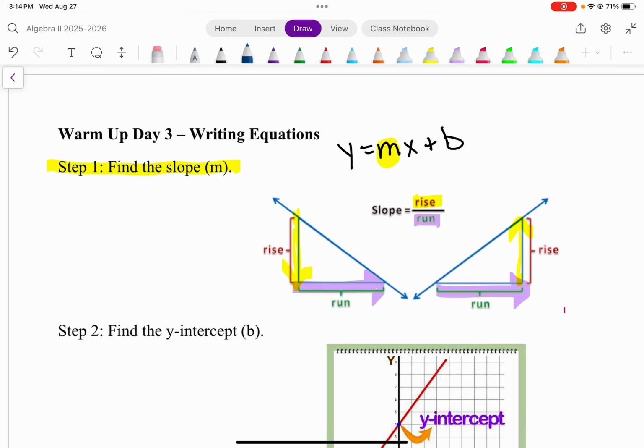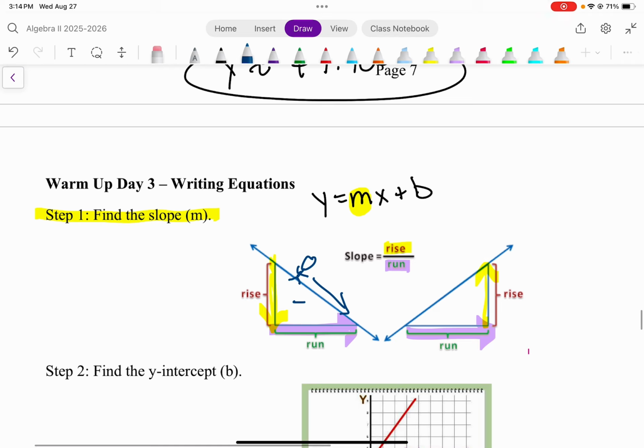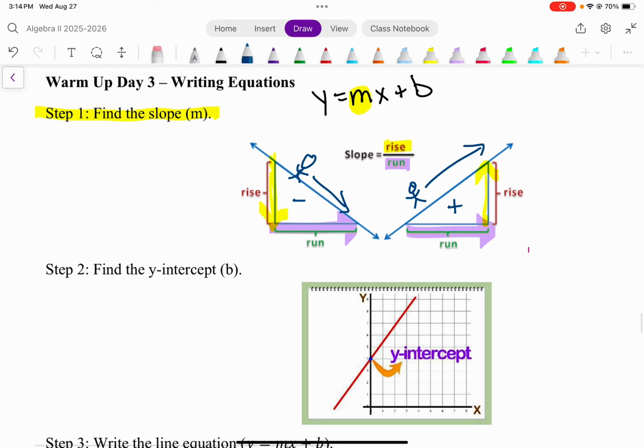fraction of your slope. If you are going down as you walk left to right, so this person's walking down, that's going to be a negative slope. If you are going up as you go left to right, that is a positive slope. So you want to make sure you can identify the difference between those.